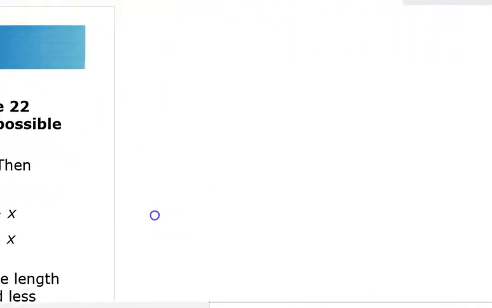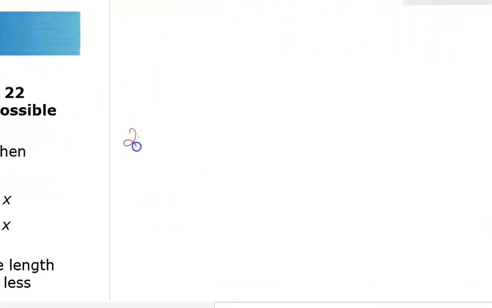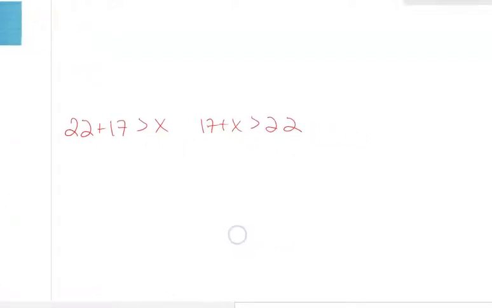So we got 22 and 17. We're going to find the third one. So 22 plus 17 needs to be bigger than x. 17 plus x needs to be bigger than 22. And 22 plus x needs to be bigger than 17. And now we just solve for x. So what do we have here? 39 bigger than x. Okay.